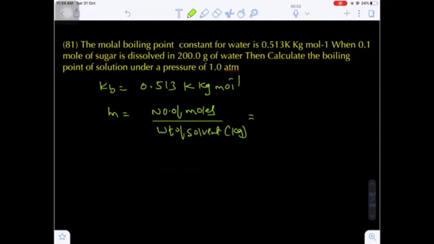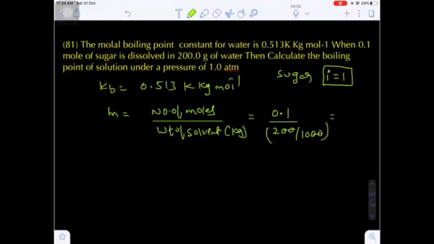How many moles of solute are given in the question? 0.1 moles of solute. What is the solute here? Sugar. Do you know sugar is a non-electrolyte? In case of sugar, the van't Hoff factor i will be taken as unity. What is the weight of the solvent? 200 grams. Now it is converted into kilograms, so that will be 200 by 1000. Two zeros get cancelled. Here you will get 1 by 2, nothing but 0.5 moles per kg. This is the molality.